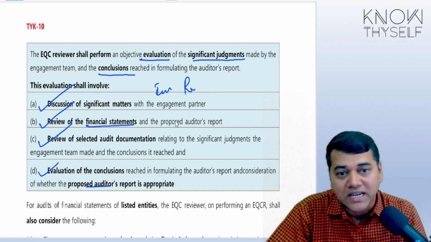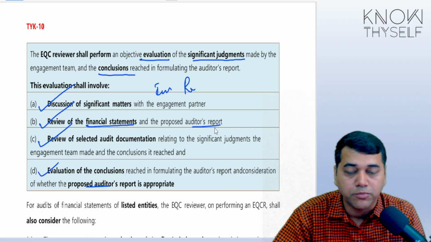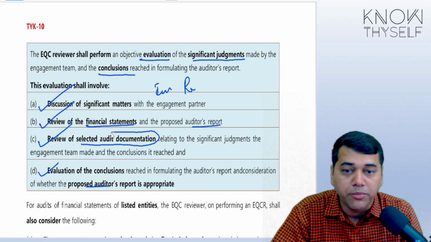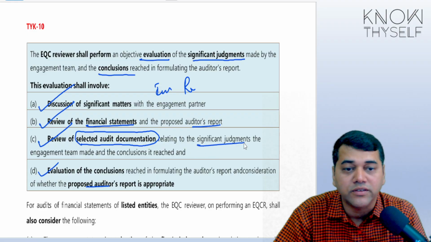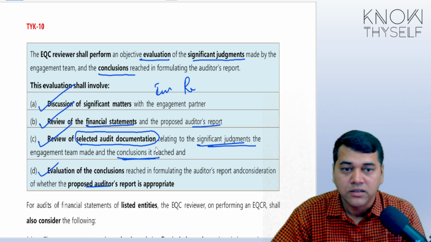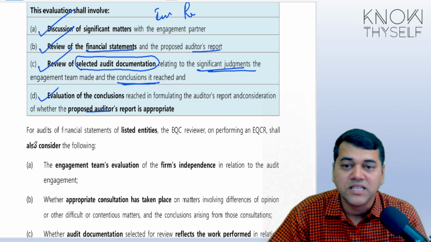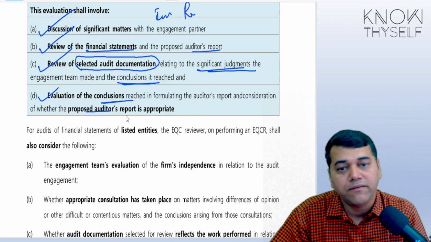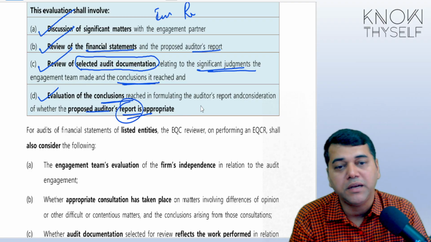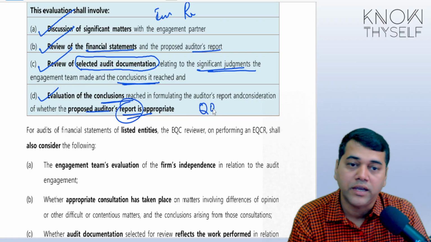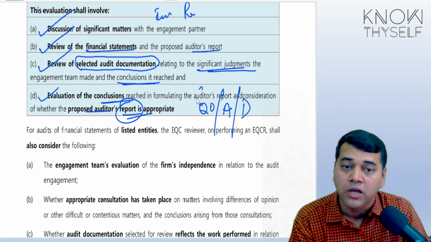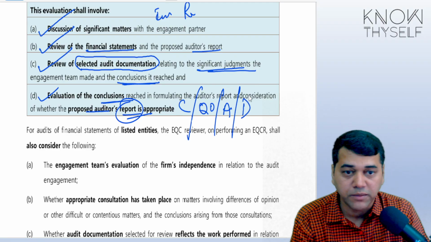Then he has to take the draft financial statements and the draft auditor's report, and go through the components. Review the selected audit documentation. That means check the documentation related to the significant judgments and conclusions you have reached. You see how they have done the documentation of some of the important judgments. And last, evaluate the conclusions reached and whether the report is appropriate. Since you have gone through everything, is the report appropriate? If the engagement partner decided that I will give a qualified opinion, is a qualified opinion proper? Or should he have given an adverse opinion, or a disclaimer of opinion, or should it be a clean opinion? Because there are four types of opinion.